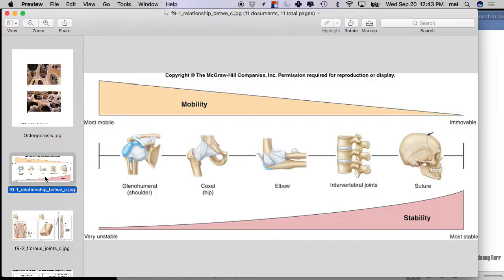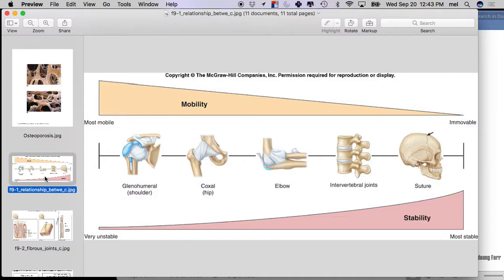The other extreme is this one. Ow. I meant to do that. It's this one, right? Which is the most mobile joint that you have in your body, but it's also the one that's most likely to get dislocated, right? So it's a trade-off between stability and mobility.